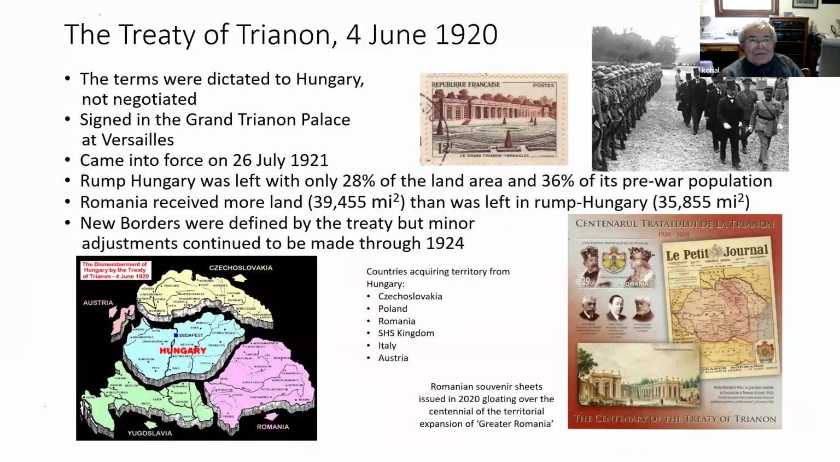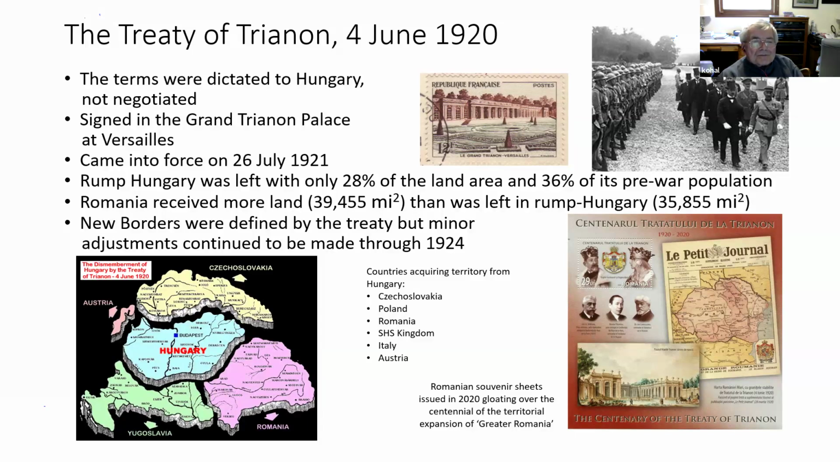Now, the borders were finally made official by the Treaty of Trianon in 1920. The terms of the treaty were dictated to Hungary. They were not negotiated. And it's named after the Grand Trianon Palace where the treaty was signed. It came into force 26th of July, 1921. And Hungary was left with only 28% of its land area and 36% of its pre-war population. Interestingly enough, Romania received more land than was left in Rump Hungary.